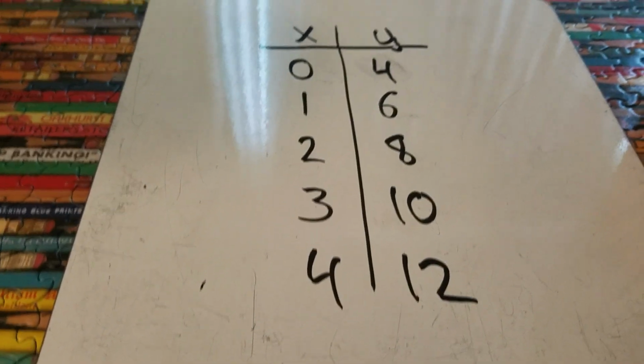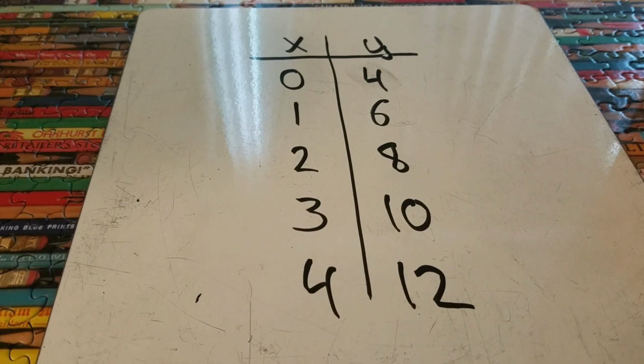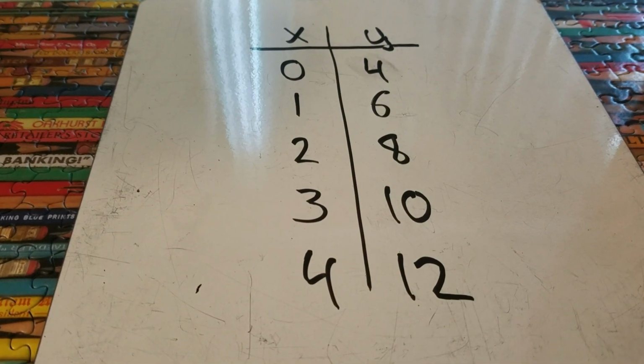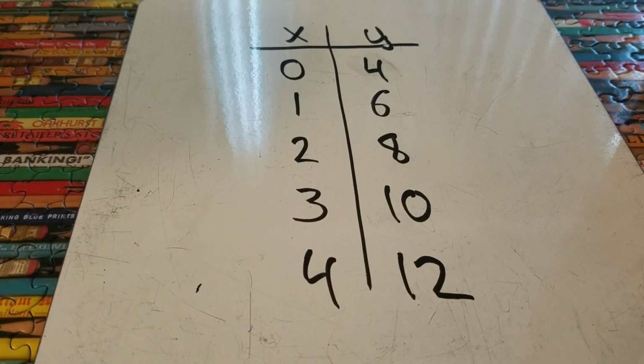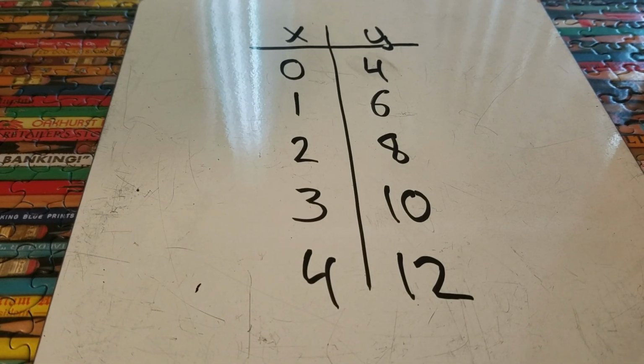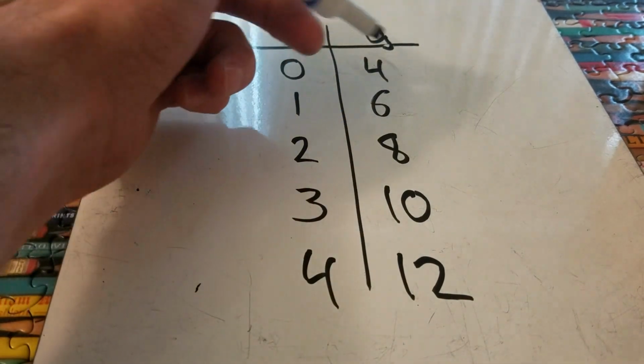Alright, what's up guys? I'm going to talk about in this video how to write an equation in slope-intercept form if you're given a table. So this would be my xy relationship. This is going to turn out to be a linear relationship. The first thing I want to look for is my slope. So I'm looking for my change in y and my change in x.